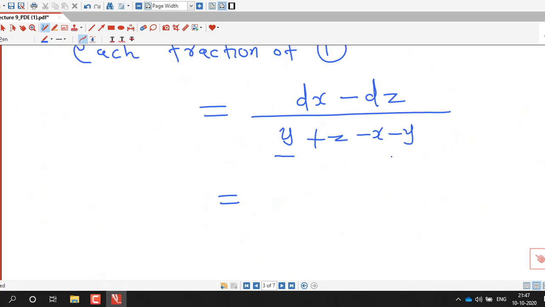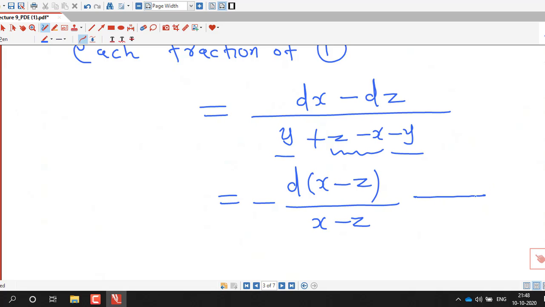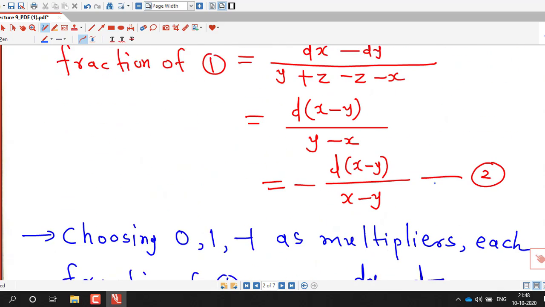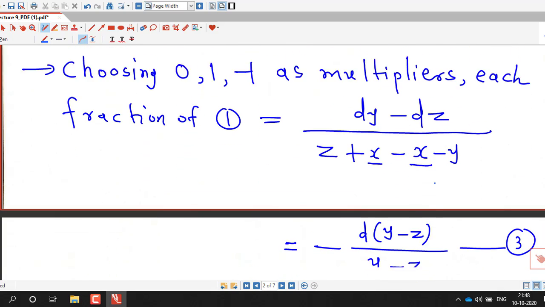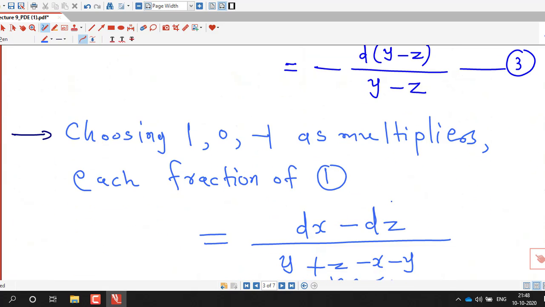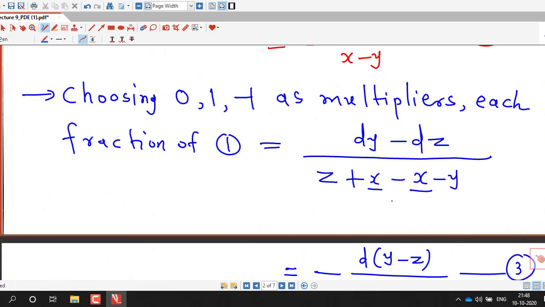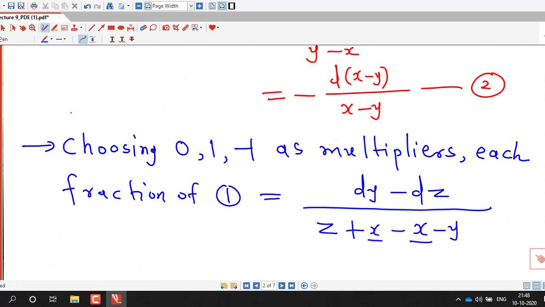So y will cancel out, and dx minus dz can be written as differential of x minus z, and if we take the negative sign outside, we can write this as d of x minus z over x minus z. So we give this number 4. So we have generated 3 new fractions, and in each fraction the numerator is the exact differential of the denominator. So using these 3 fractions, we can find the 2 integrals of Lagrange Auxiliary Equations.